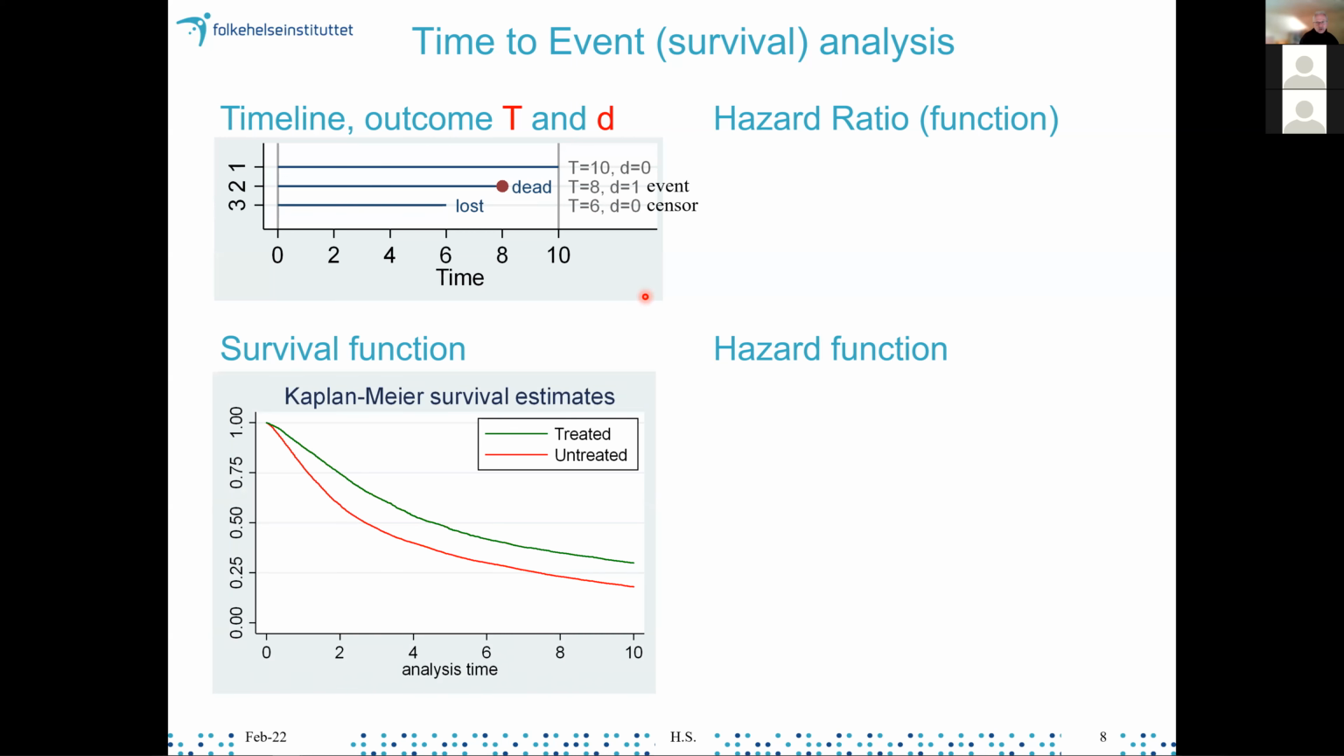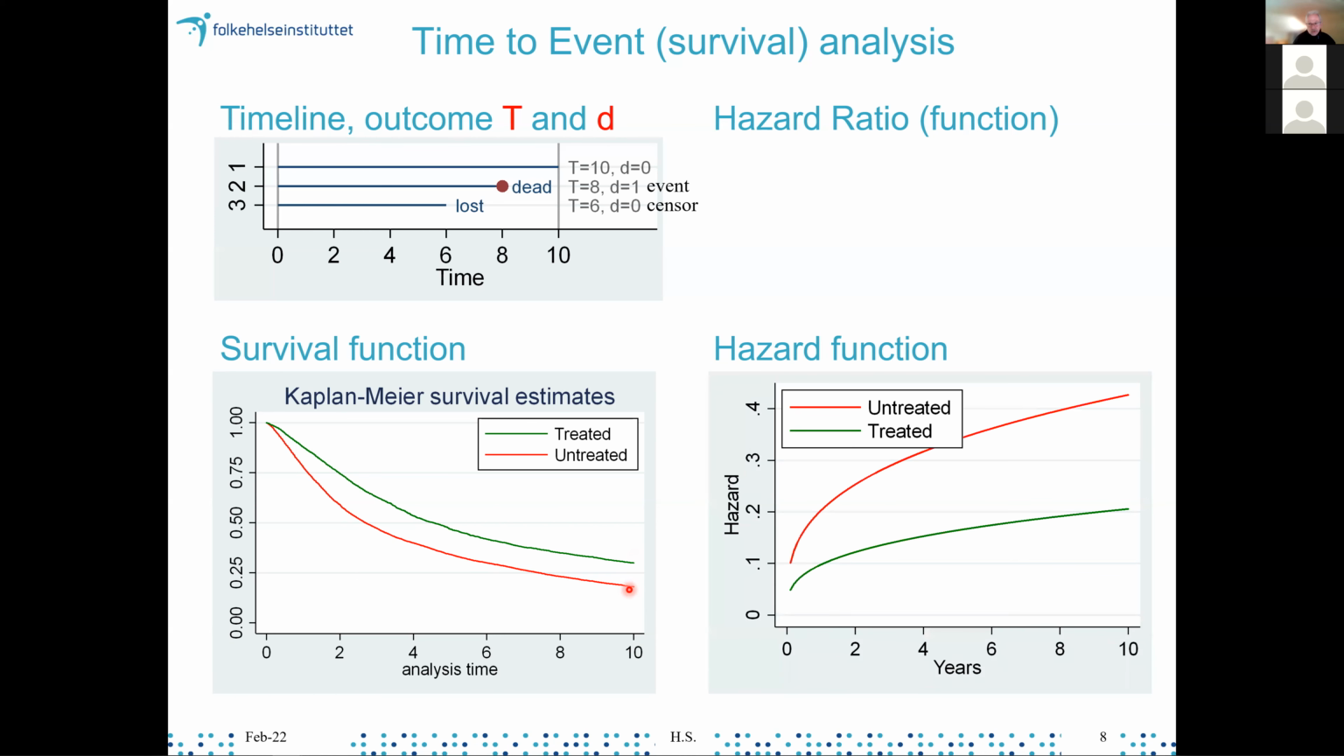We usually start our analysis by doing a survival plot, so-called Kaplan-Meier survival plot. And this is comparing the survival of treated and untreated people over the follow-up of 10 years. At the end of follow-up, roughly 25% have survived, but with a better survival among the treated than among the untreated.